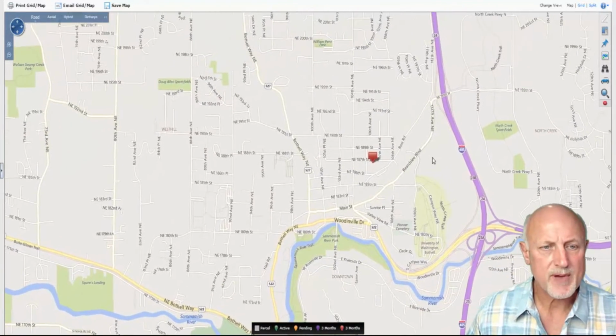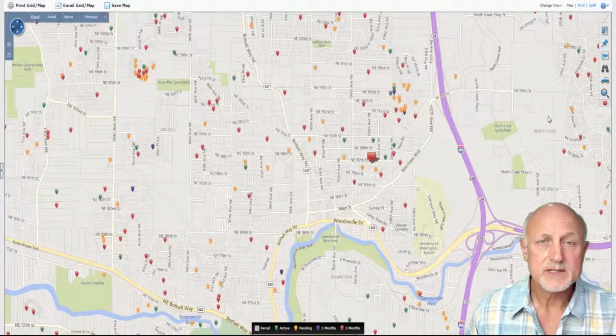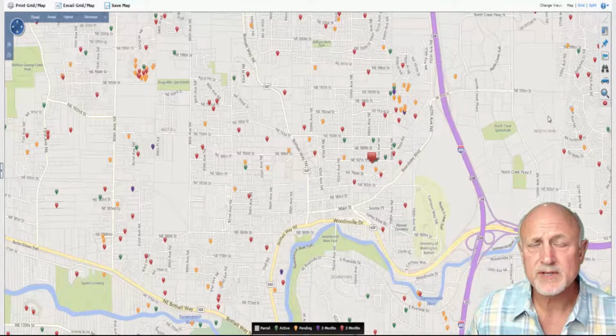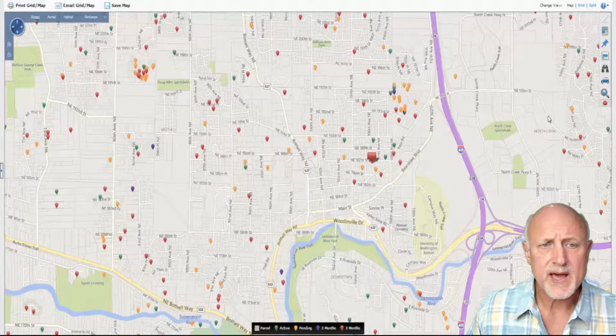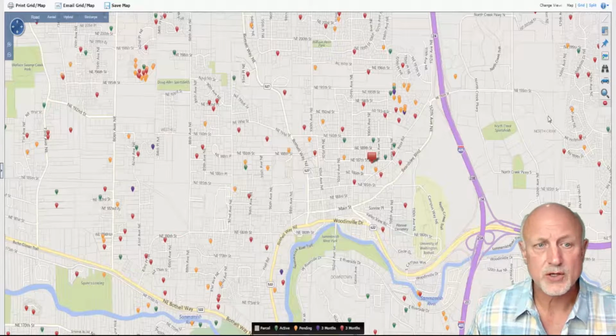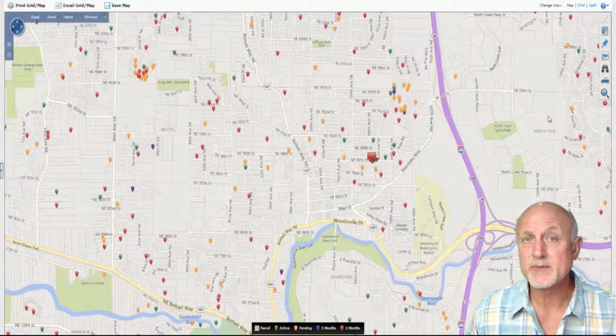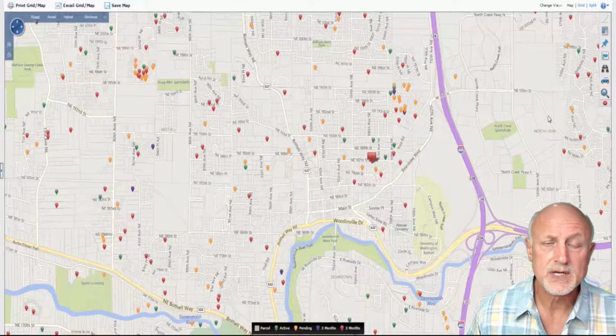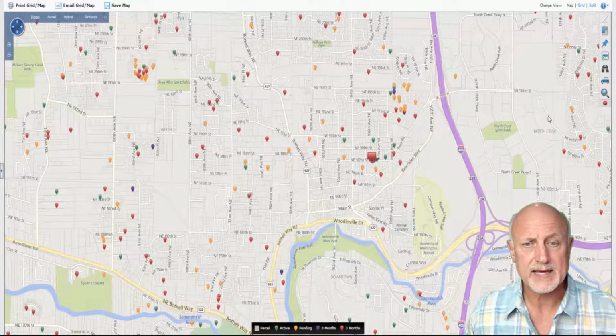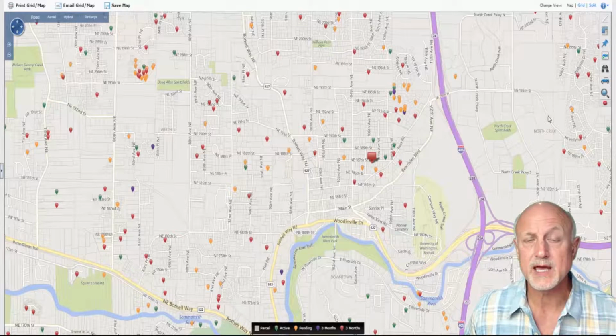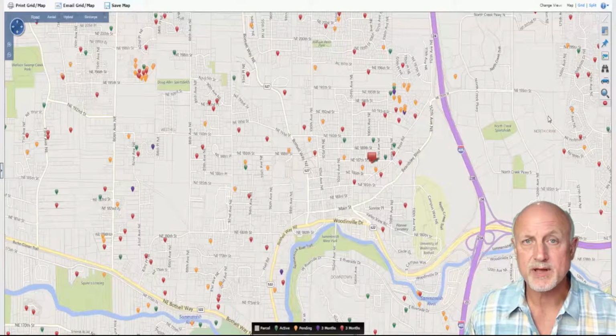So as you see the map populate here with these map pins, what this tells you is there's actually been quite a bit of activity here in the last 3 months. The yellow map pins are the pending listings, the green ones are still active, so that could potentially be the competition, and then the solds are sold properties that have occurred in the last 3 months, which may give us a very good indication of what prices the market will bear in this area.